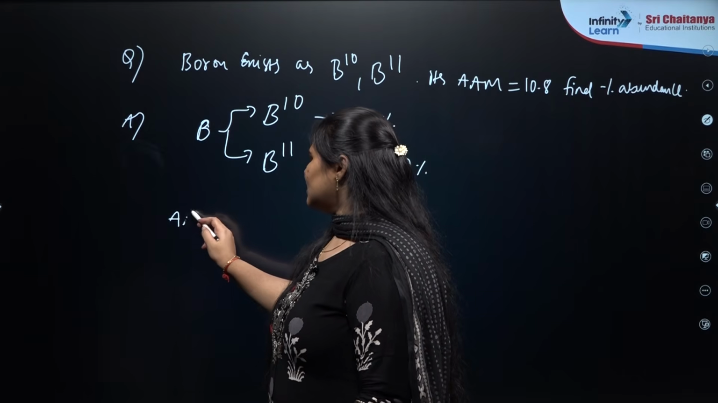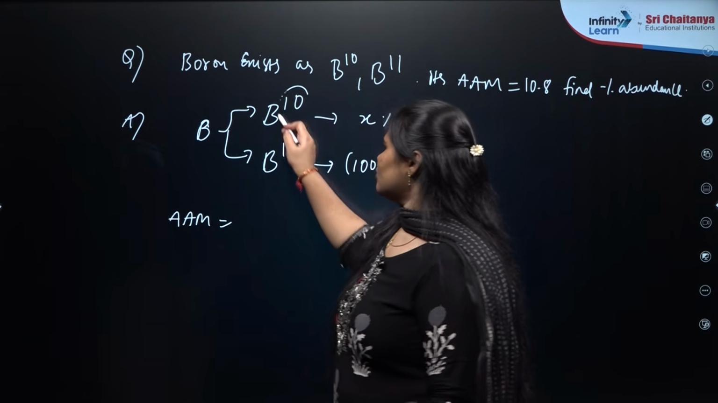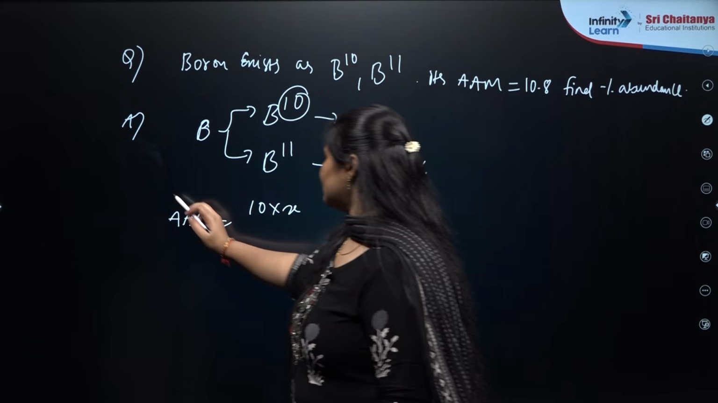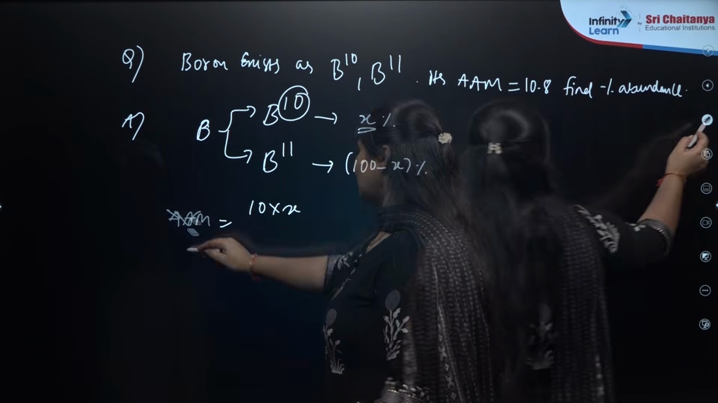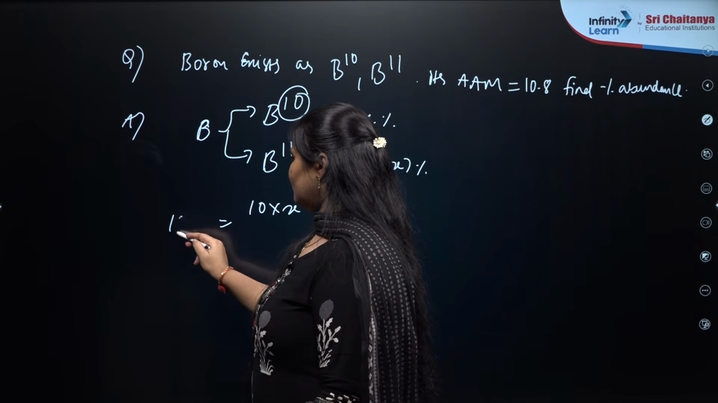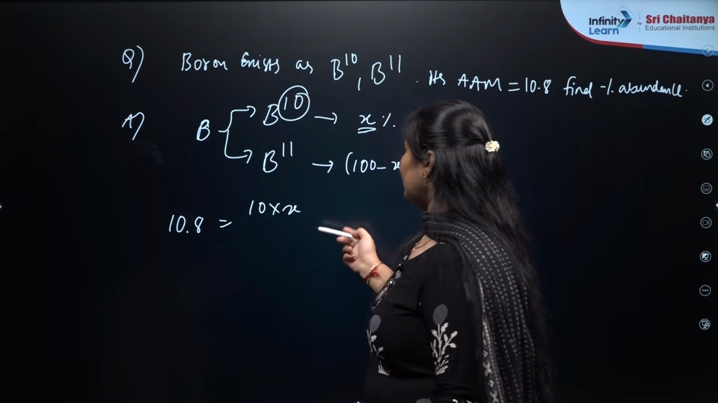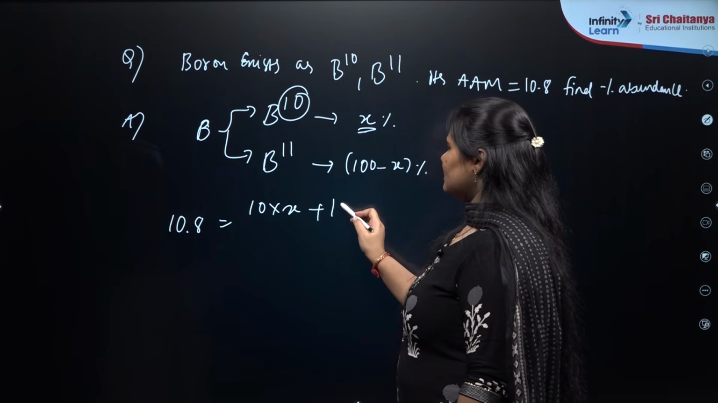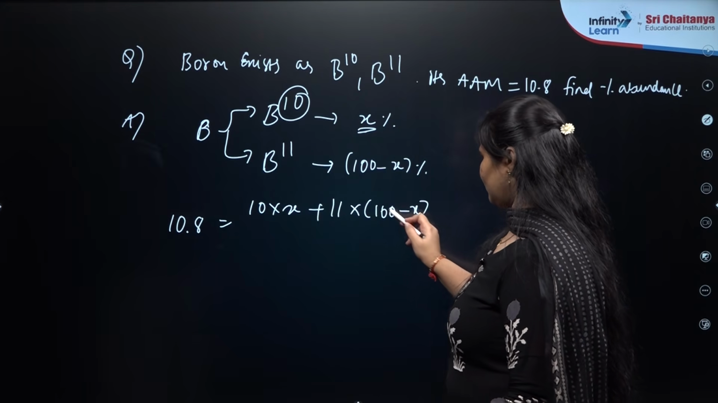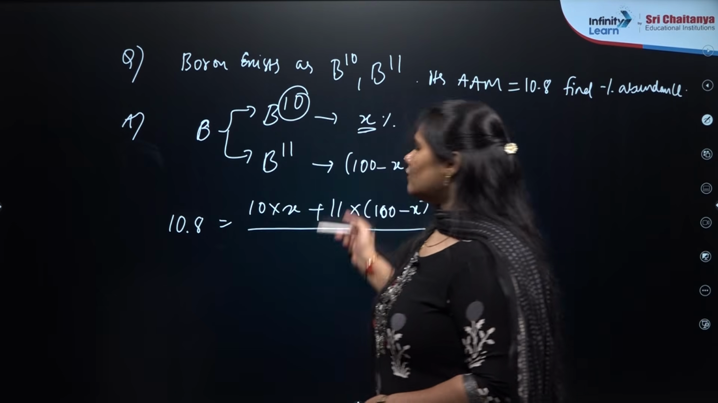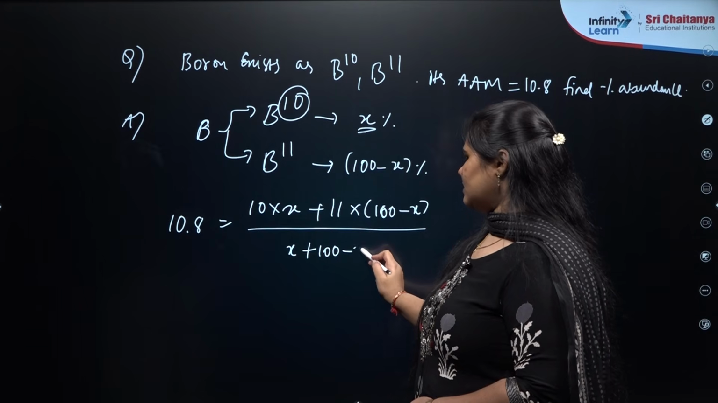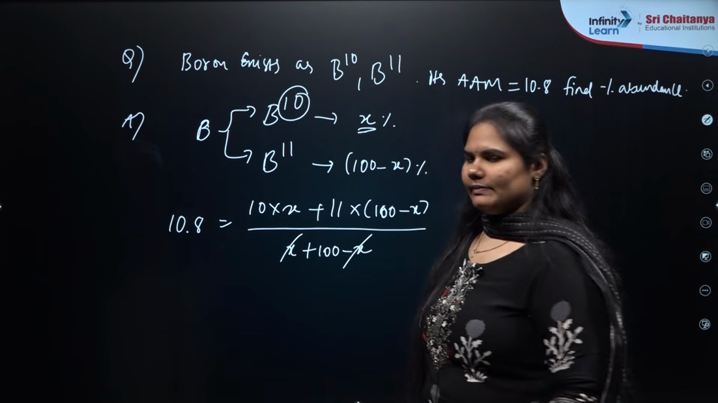Now average atomic mass is equal to isotopic mass into its percentage abundance X. Average atomic mass is also given in the question, right? How much is the average atomic mass in this question? 10.8. You take that value only. It is equal to 10 into X plus second isotope mass, how much, Nana? 11 into 100 minus X, by the sum of the percentage abundances. It will be X plus 100 minus X. X minus X will get cancelled.